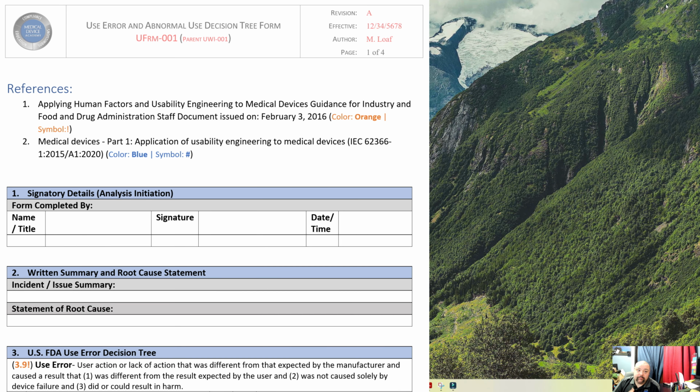But we're going to go back to our potential use error where the recall was issued because if the user hits the on-screen buttons too fast, it could force a system shutdown. But when we ran over it last time in the short video, I wasn't entirely sure that it was usability related, but did it actually meet the strict definition of a use error? So first things first, let's go define a use error.